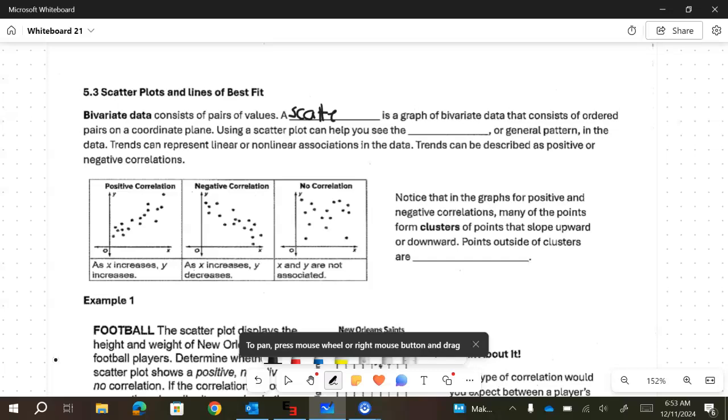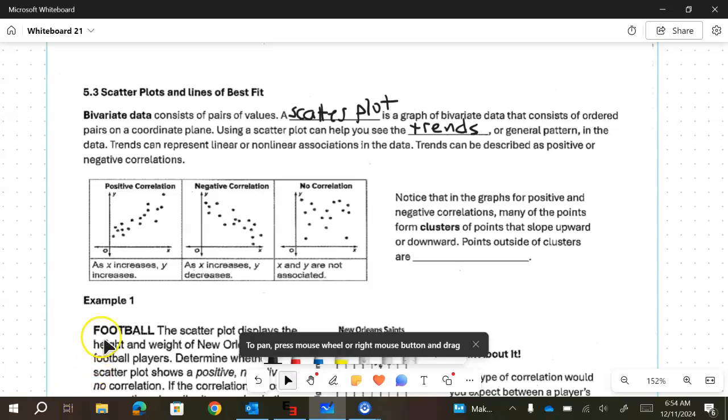A scatter plot is a graph, and using a scatter plot can help you see what are called trends in the data. Basically, we want to see, are things related to each other? That's kind of what I'm looking for. Are things related to one another?